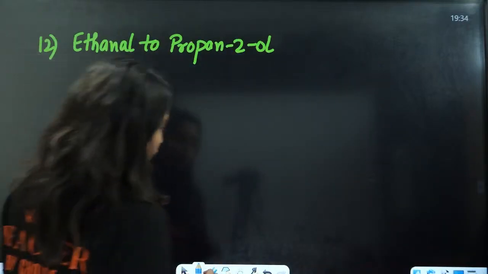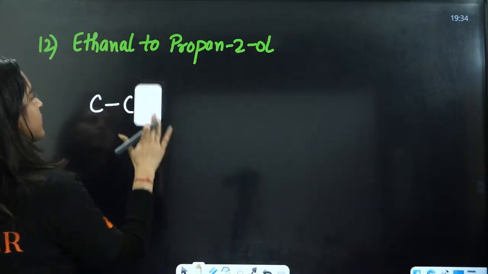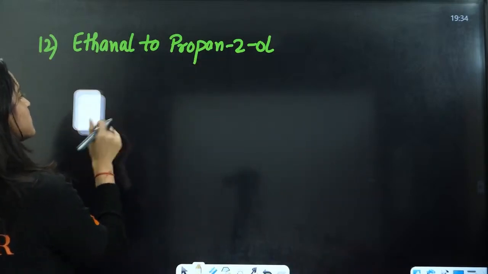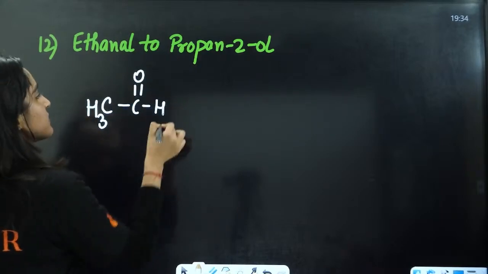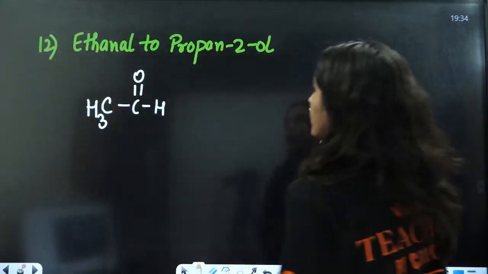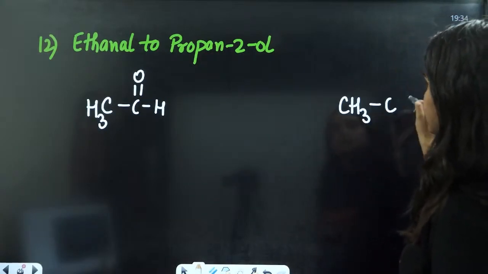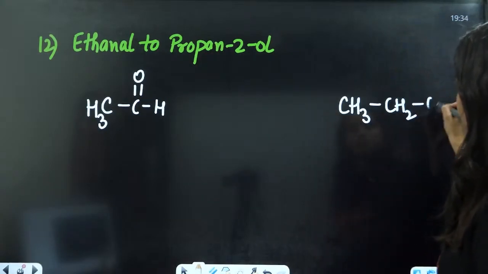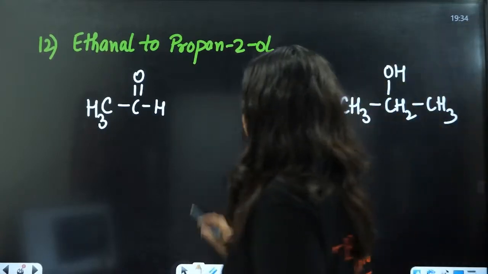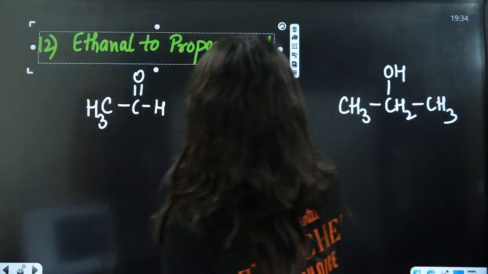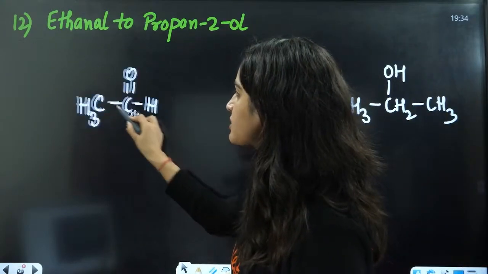Now next is ethanal to propan-2-ol. You have CH3, C double bond O, and this is H, and this is propan-2-ol, right? This is CH3, CH, CH3. Everybody in the chat box, how can you convert this?